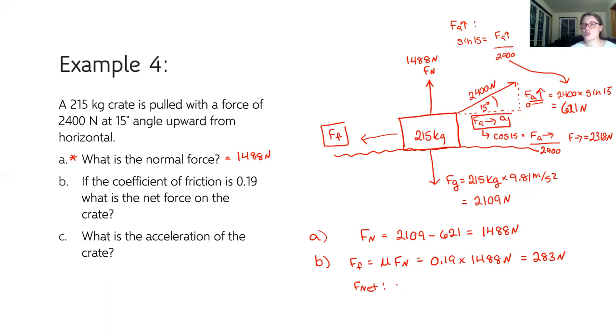So we know that 2,318 newtons, that's coming from this number, was used to pull the box forward. Friction subtracted from that 283 newtons of force, leaving a total of 2,035 newtons available to accelerate the box. So that's my net force.